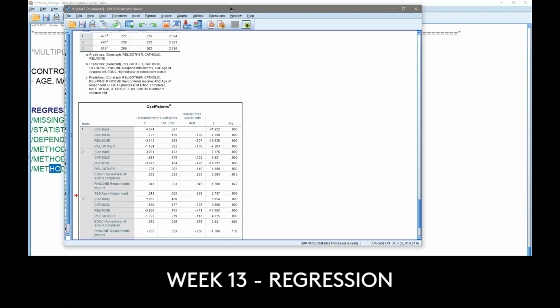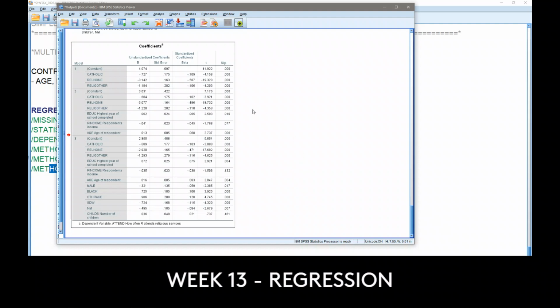Okay, now here's the window that shows us the coefficient results. And I know this looks scary, believe me, I know, but just bear with me. So here you can see model 1, and you can see this line here, right above the 2. So this is showing you Model 1 includes religious denomination. Catholics, no religion, and other religion.